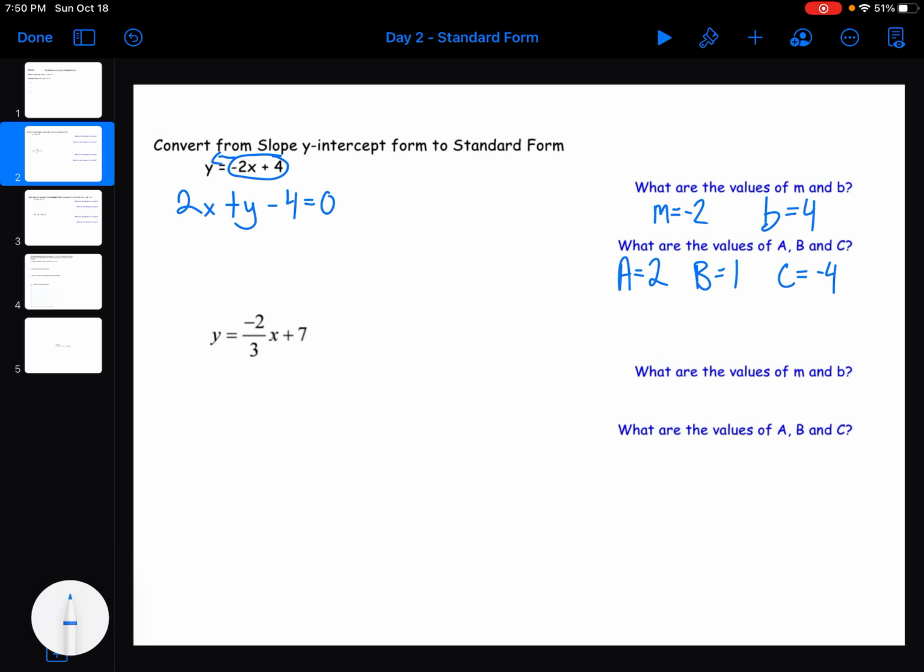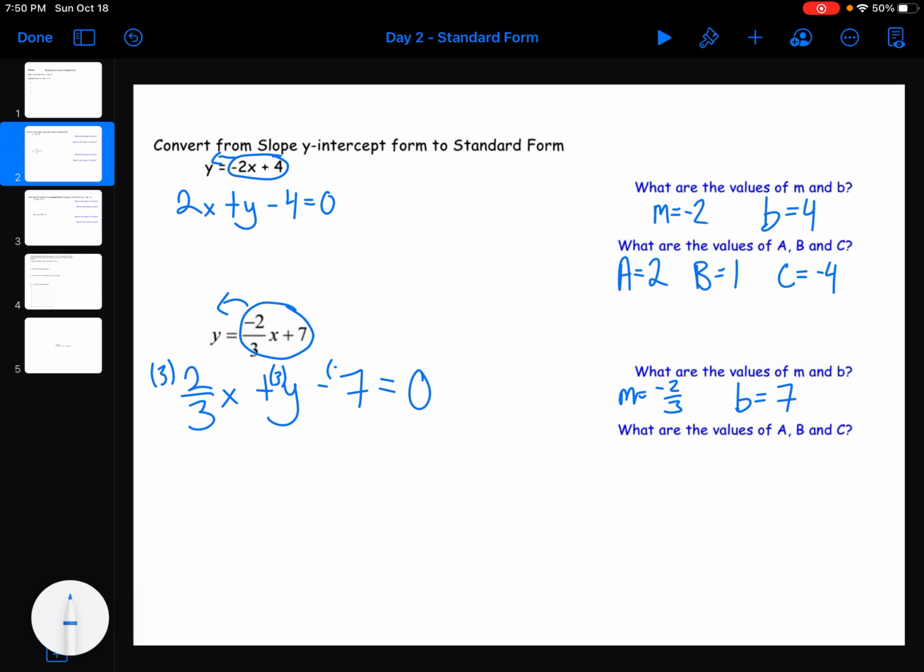Now we've got the same question at the bottom there, just a different equation. So our m is -2/3. Our b is 7. Again, it's a negative x, so I need to move everything over. So I'm going to get 2/3x plus y minus 7 equals 0. I'm changing all the signs. Now I've got a fraction here though. So what I need to do is multiply every term by 3 to get rid of that fraction. Even the 0 on the other side is technically getting multiplied by 3.